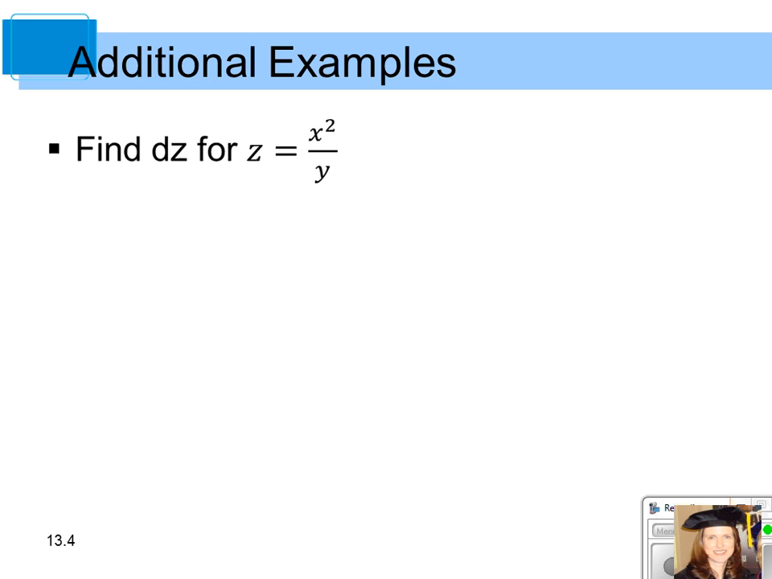Here's an example that I'd like you to try on your own. Find the total differential dz if z equals x squared over y. This is going to be the partial with respect to x dx plus the partial with respect to y dy. Try this one on your own, pause the video, and come back and check your results.